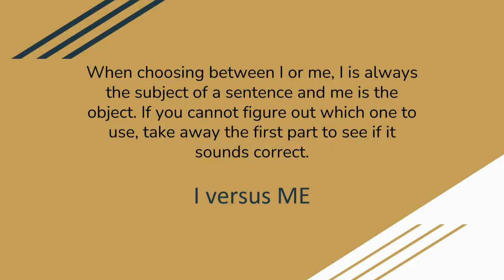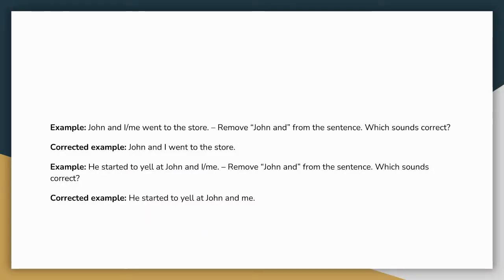Cookie Monster always says, me want cookies. But it's I want cookies because I am the subject. I am doing the thing. Me is always the thing that is happening to me. So let's look at these two examples.